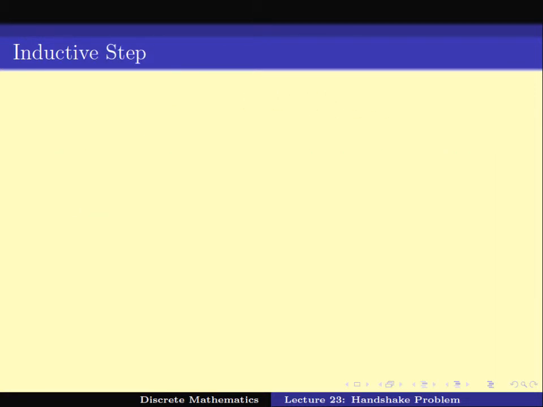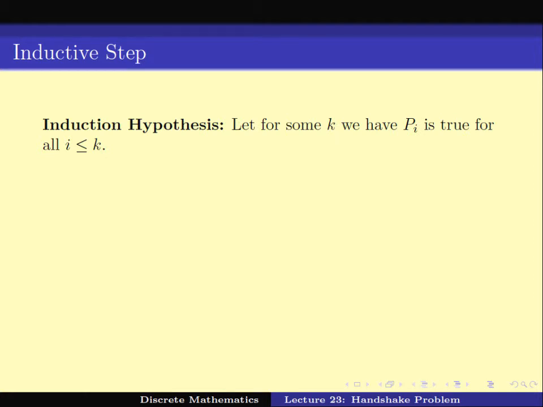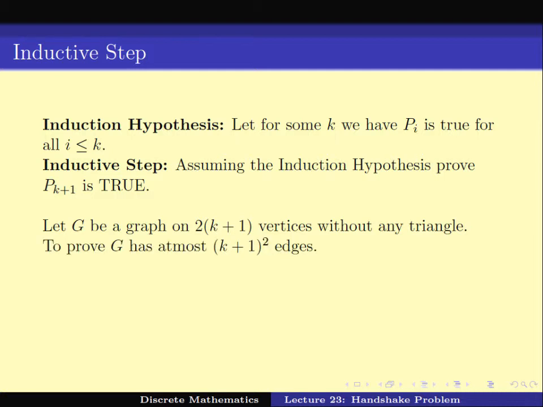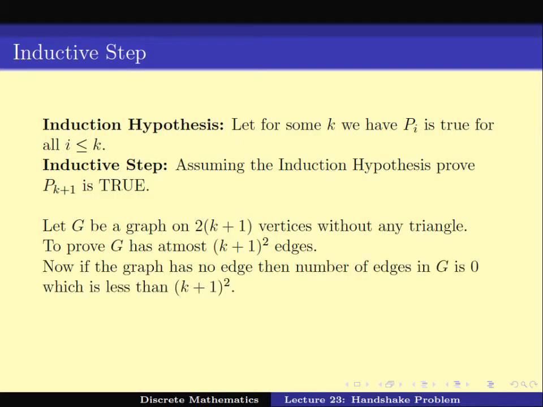So for the inductive step, we have this induction hypothesis. We want to prove this inductive statement. And we start with: let G be a graph on 2 times k plus 1 vertices without any triangle. And we have to prove that in that case, G has at most k plus 1 whole square edges. Now we somehow have to convert this G to a smaller instance so that we can apply the induction hypothesis. So let's see how we go about it.